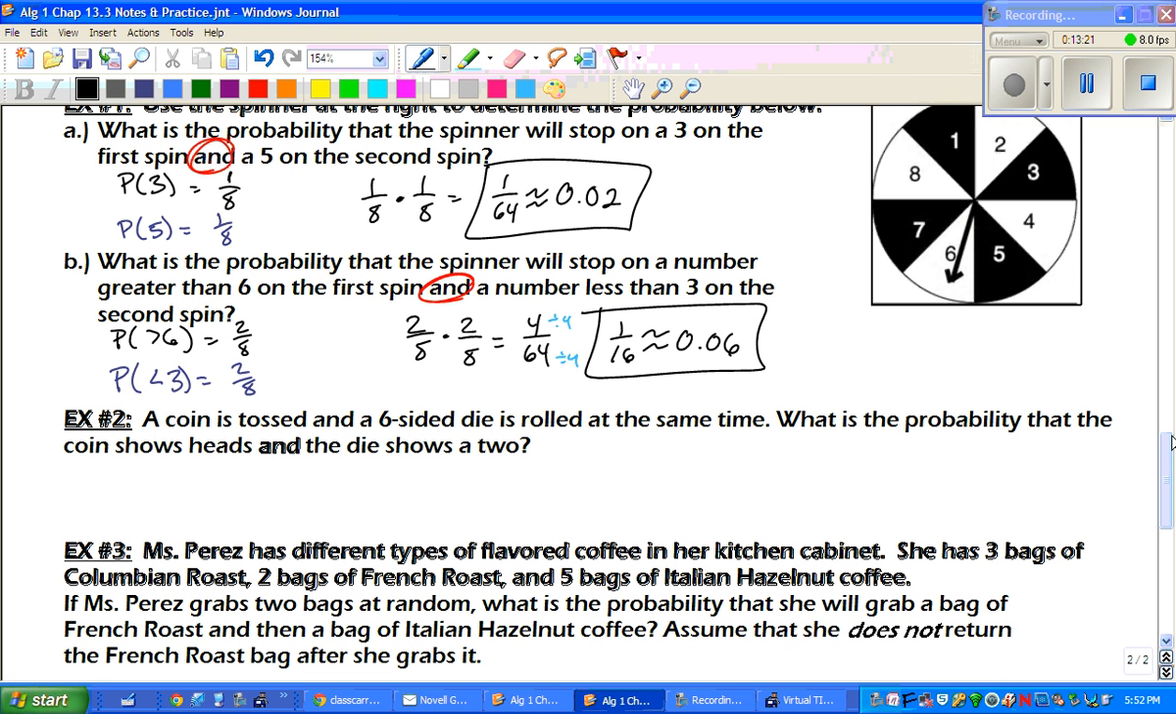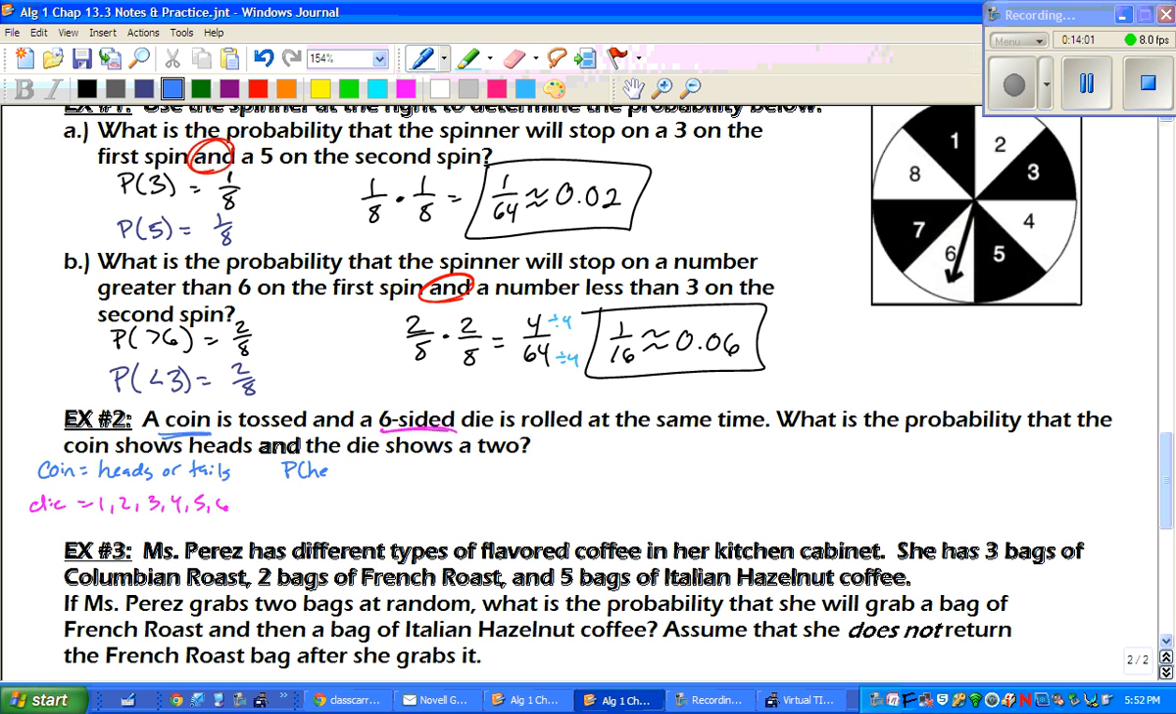Now, example number 2. Now we've got two completely different things going on, okay? We've got a coin that is tossed and a 6-sided die is rolled at the same time. Okay, so there are two things that are going on. Now, with a coin, you have either the choice of heads or tails. Okay, so that's two options. And the die has either a 1, 2, 3, 4, 5, 6. Okay, so we have two different things that we have to pay attention to.